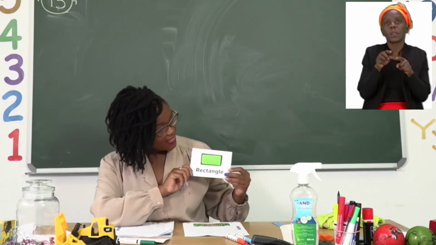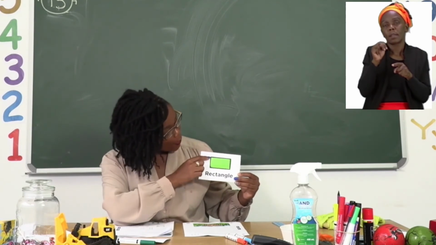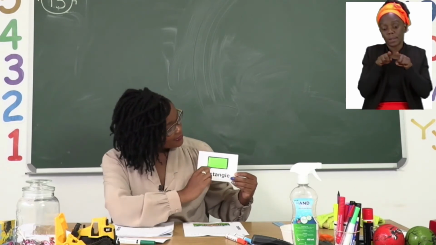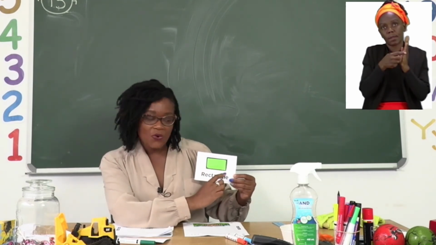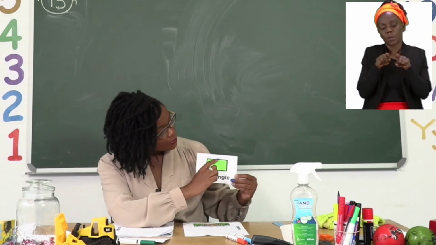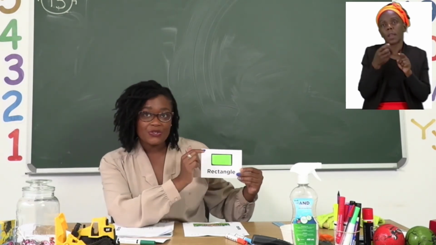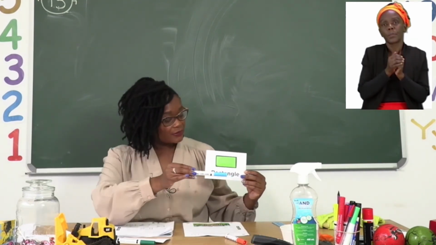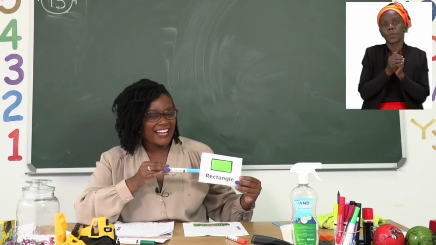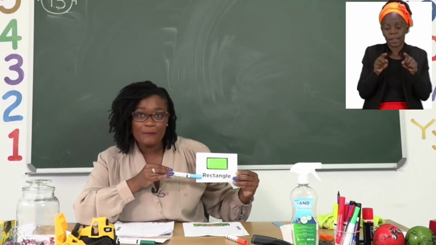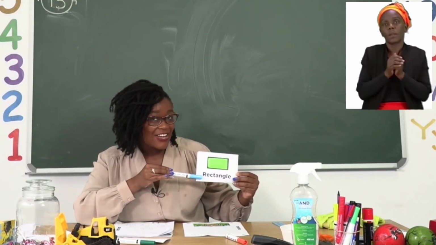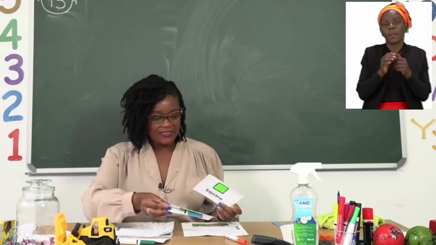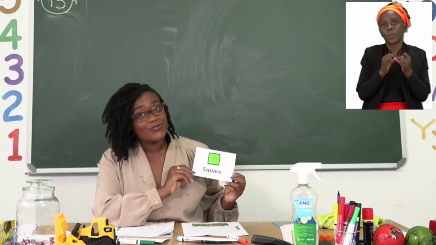Now a rectangle has 2 equal sides. 1, 2. So the shorter sides are equal and then the longer sides are equal. It also has 4 corners. 1, 2, 3, 4. So when you are coloring the rectangle, you are going to color it blue. Don't forget, rectangle is blue. And then the last one that we are going to be doing is the square.